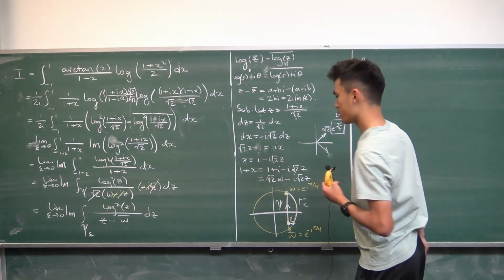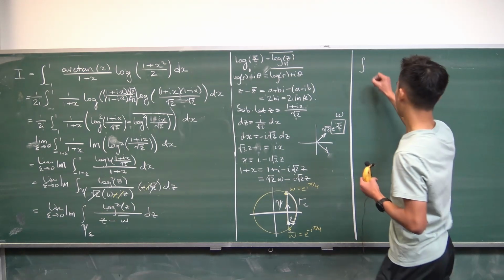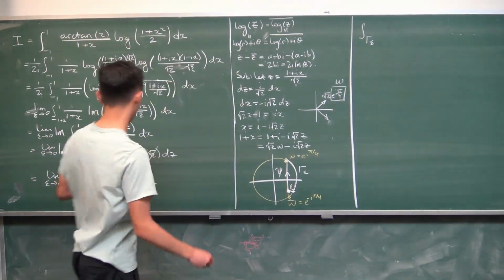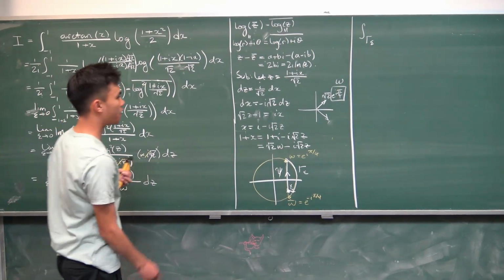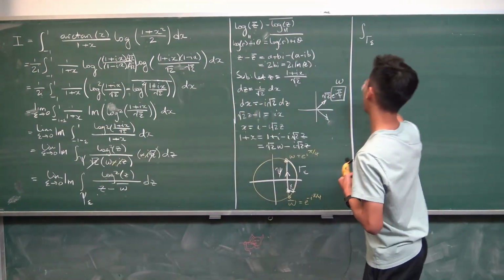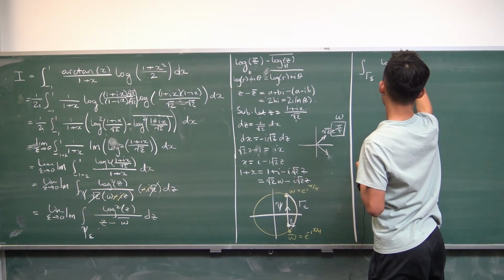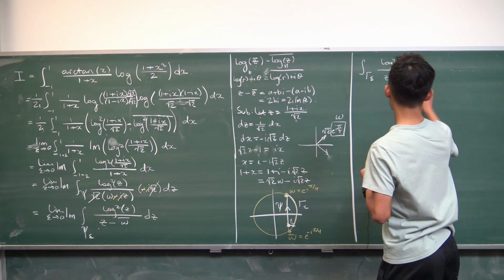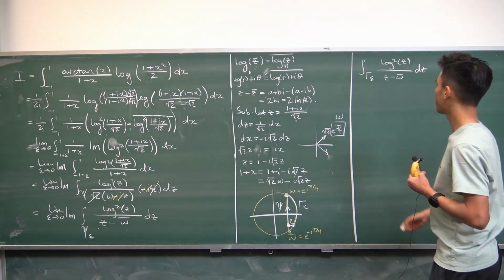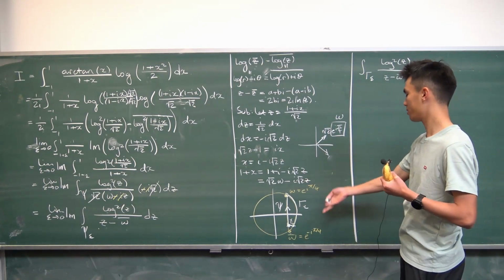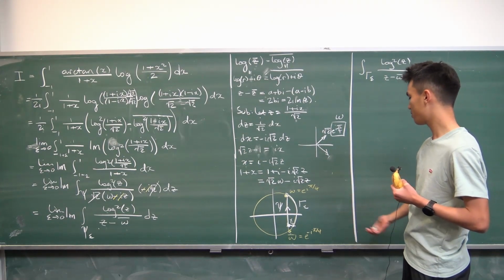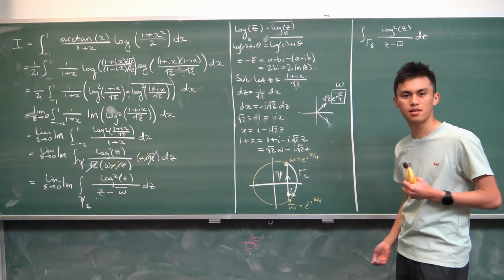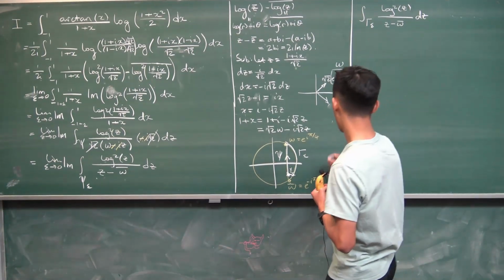Okay, let's take a look at the integral over big gamma epsilon first. We have the log squared of z divided by z minus omega conjugate, and then this is dz. So let's just do a parameterization now because we're on a circle. What's z going to be equal to? We're on the unit circle, so it's just going to be e to the i theta.